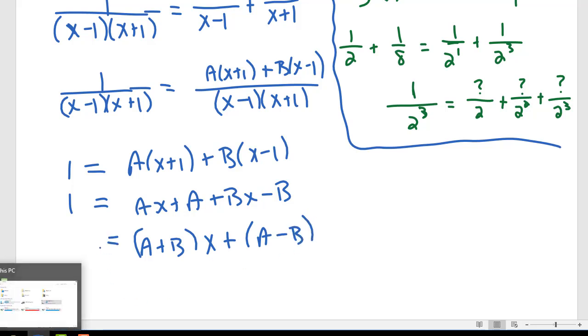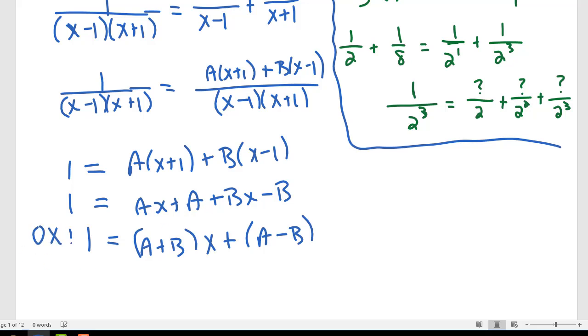Now, keep in mind, these two things are supposed to be equal to each other. So on the right-hand side, I have a linear expression, something x plus a constant. So over here, my constant is 1. So I know that this constant a minus b has to equal 1. And then the coefficient of x has to equal the coefficient of x over here, which I don't have an x. So that means that the coefficient is 0.